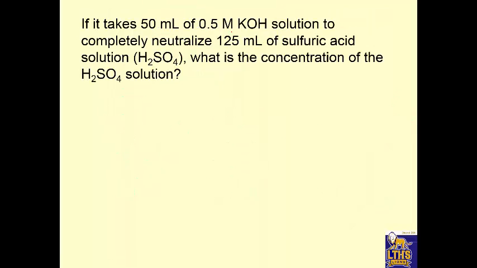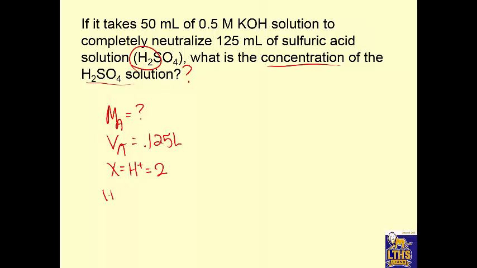All right, so we have 50 milliliters of KOH and 125 milliliters of H2SO4. We want to know what's the concentration of H2SO4. So our MA is what we're looking for. Volume of the acid is 0.125 liters. And X equals H plus for acid, and this time it's 2, because H2SO4 has 2 of them. Molarity of the base is 0.5 molar KOH.